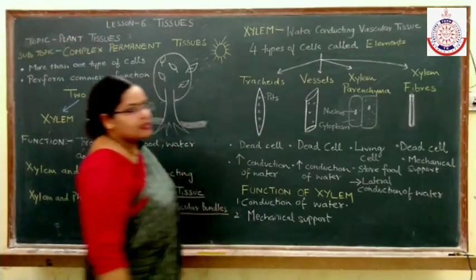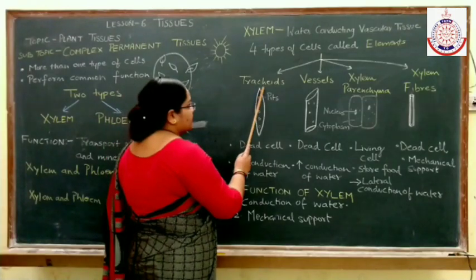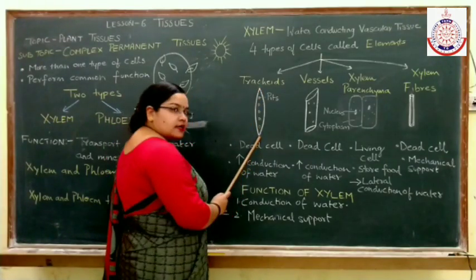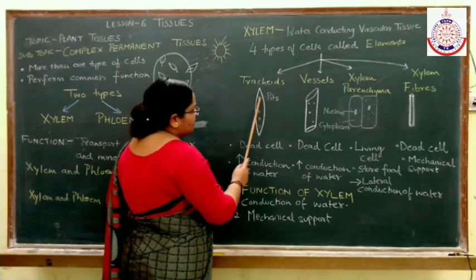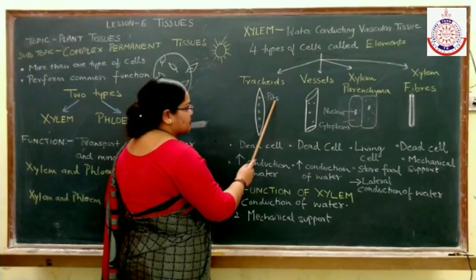Because they are dead cells, their cell wall is very thick and they have tapering ends. You can see they have pointed ends. These are known as tapering ends. And you can see these small dots. These are known as the pits.